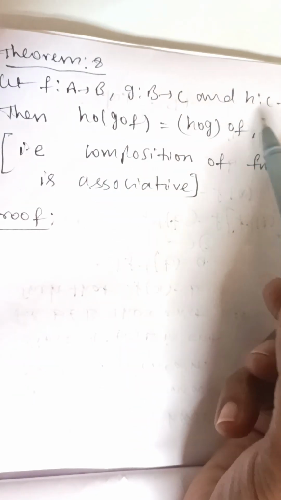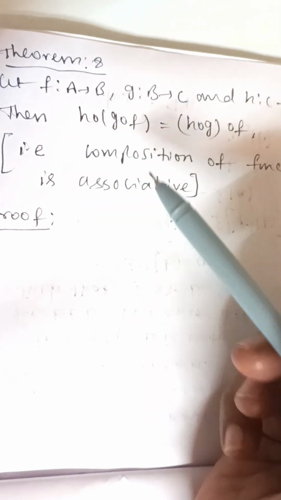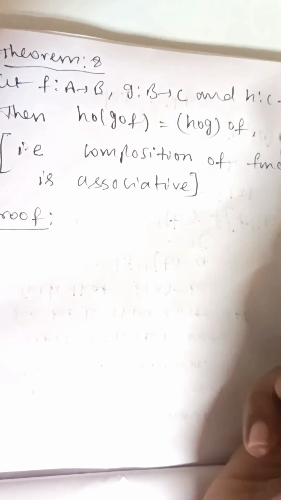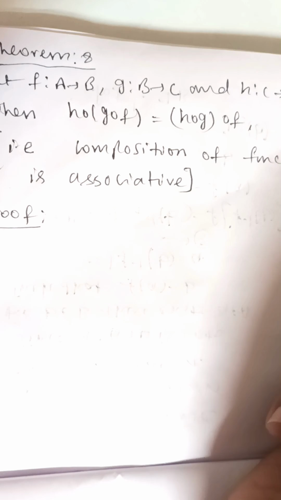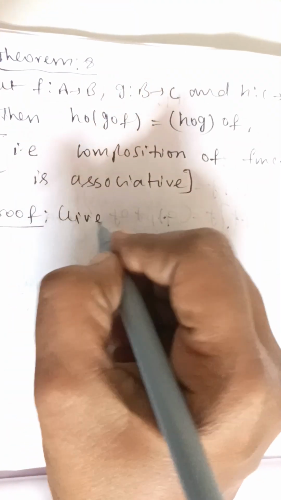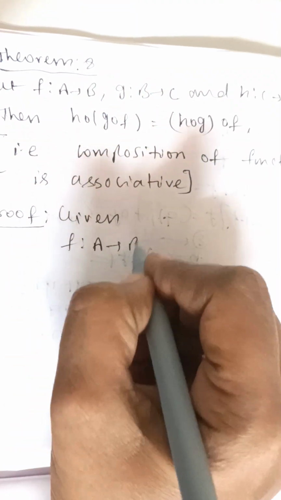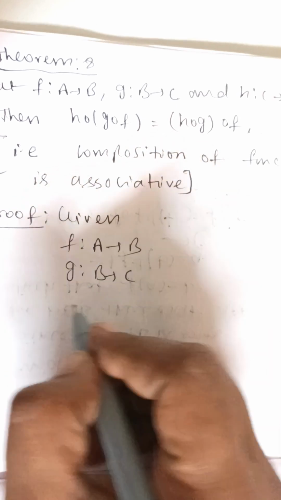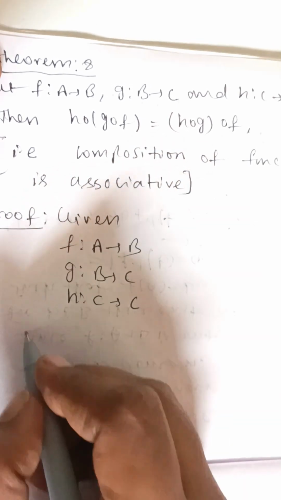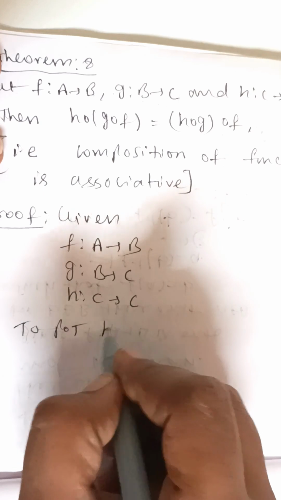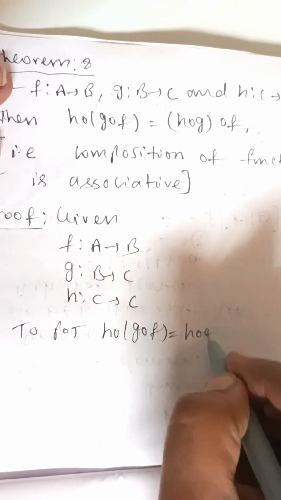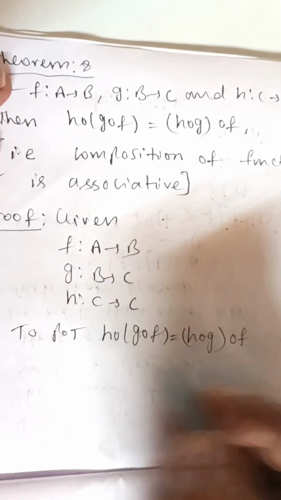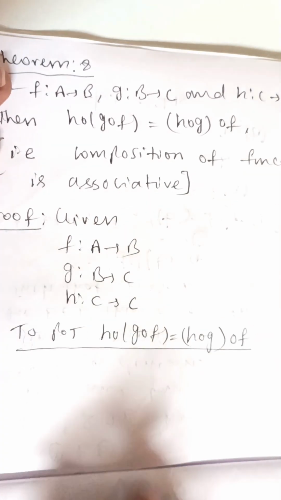Next theorem, let f maps A to B, g maps B to C, and h maps C to D. Then h circle (g circle f) equal to (h circle g) circle f. That is, composition of functions is associative. So given f maps A to B, g maps B to C, h maps C to D. To prove that h circle (g circle f) equal to (h circle g) circle f.